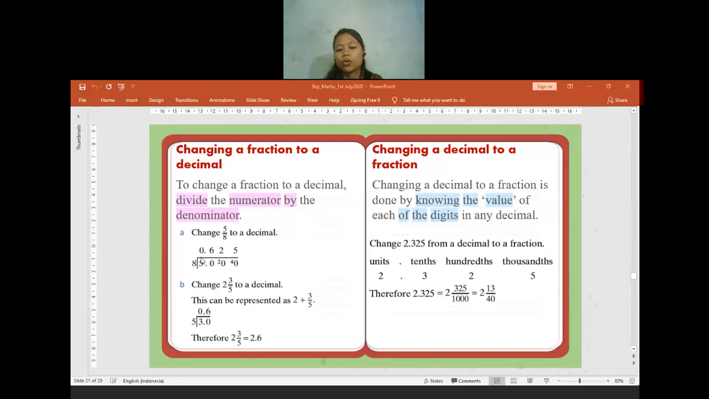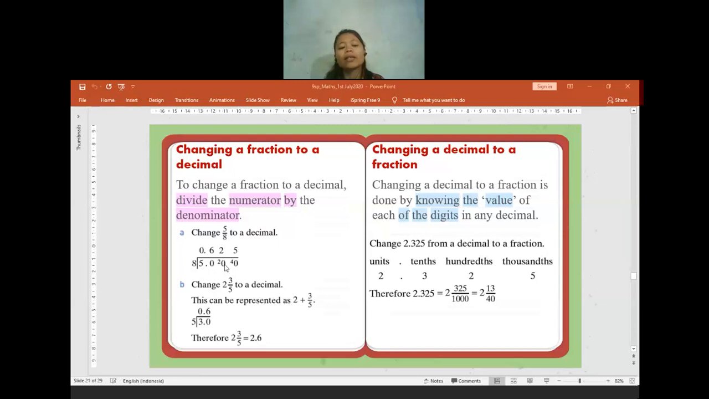So I put 0 point. And then it will be 50. 50 divided by 8, it will be 48. And then 50 minus 48, it will be left over 2. That's why there is a small 2 in here. And then 2 cannot be divided by 8. So I put another 0.